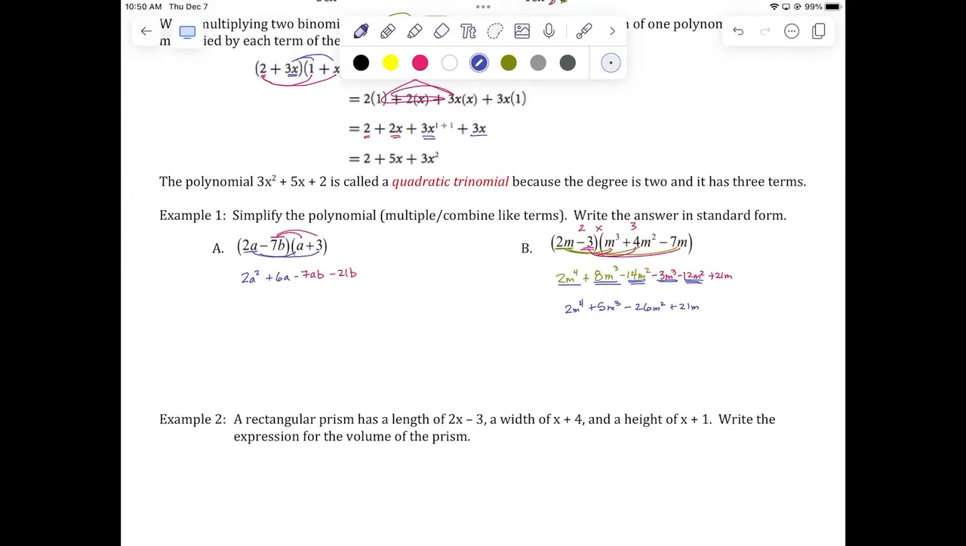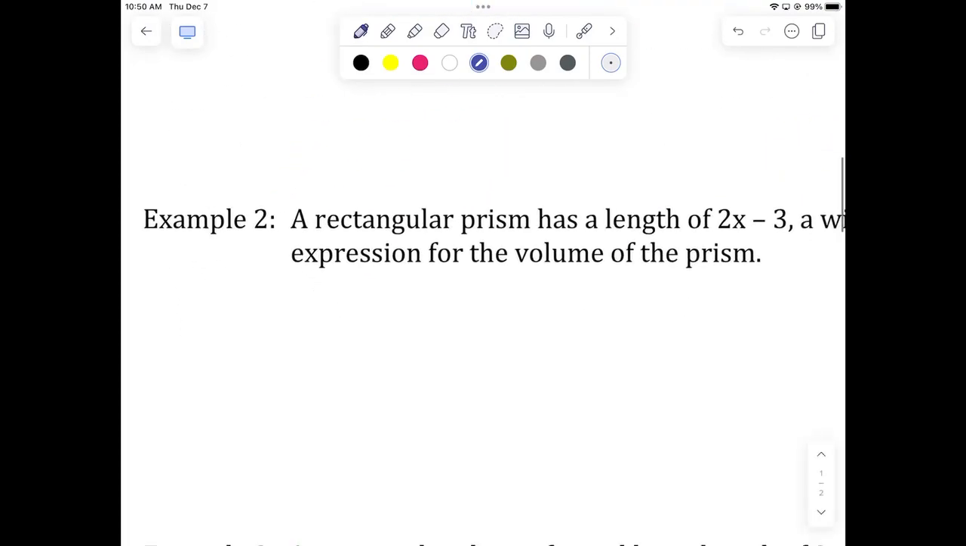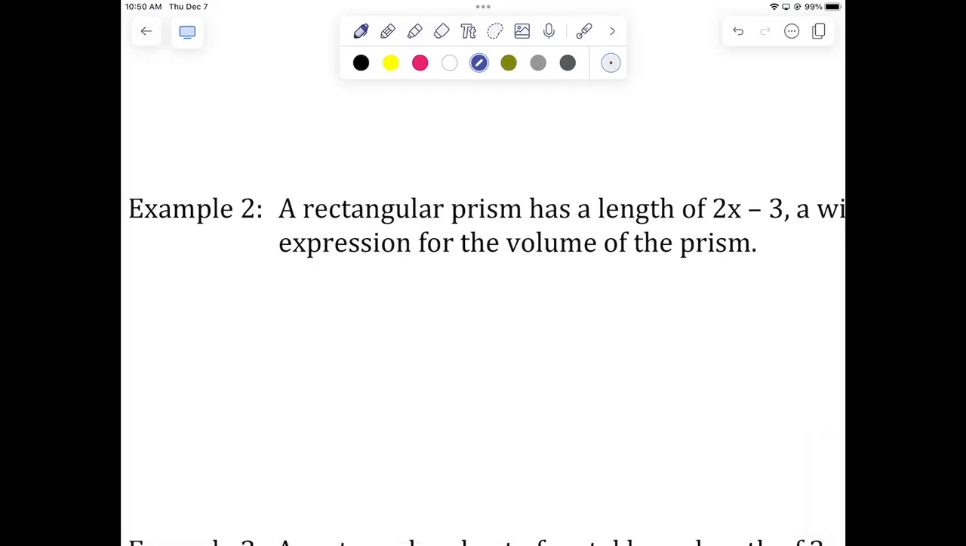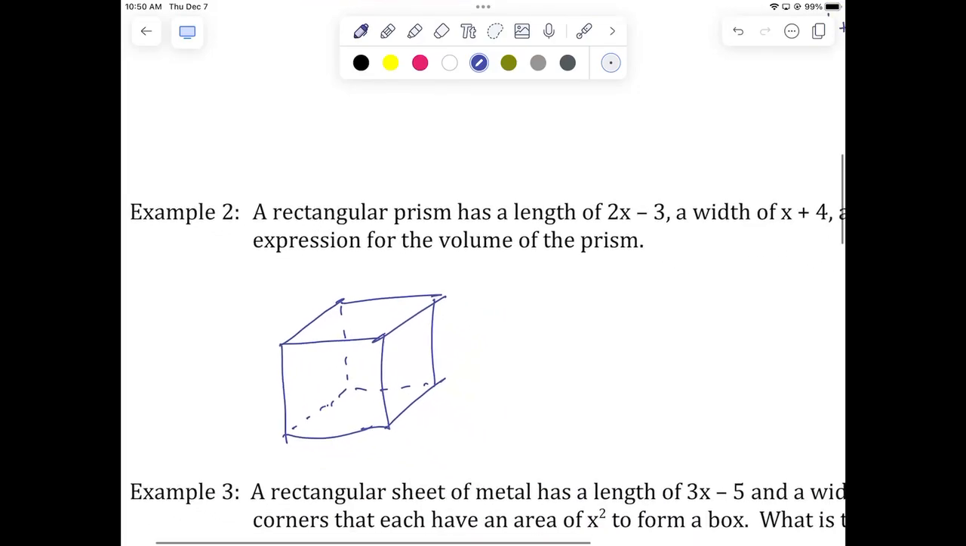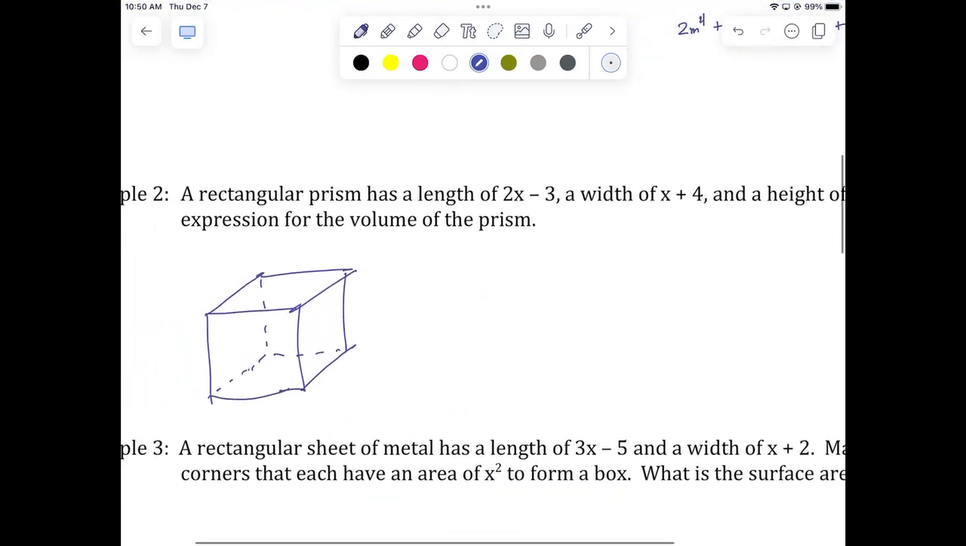All right. Let's look at an application of this. Where might this show up? A rectangular prism. What's another term for a rectangular prism? A cube, right? Or a box. So you got a rectangle, and it looks like this. It's a rectangular prism. And it has these imaginary lines, which I'm so good at drawing to make it look 3D. Ooh, right? It has a length and a width and a height.